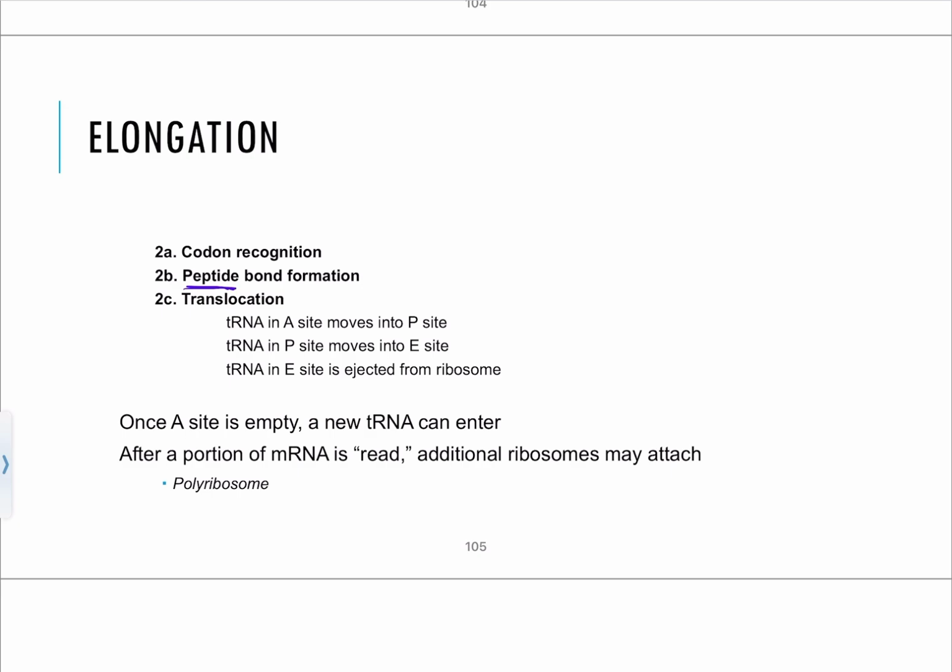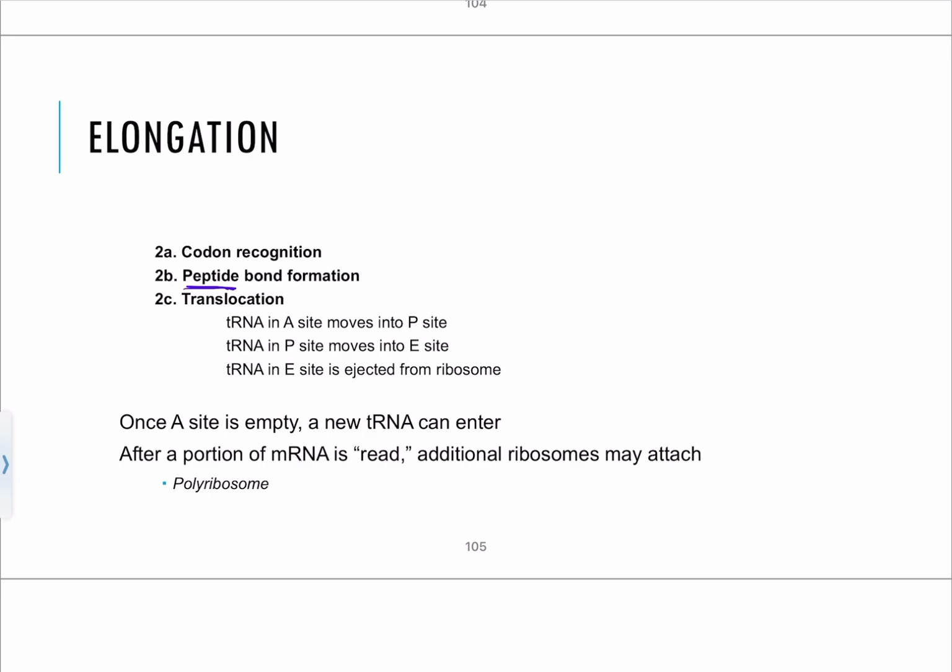The third subphase of elongation is translocation. So once we form that bond, we have to kind of shift it from one site to the next site so we can bring in another tRNA that's carrying another amino acid. You don't need to worry about the specifics or the names of the sites. Again, just understand the general process of elongation when we're talking about translation.